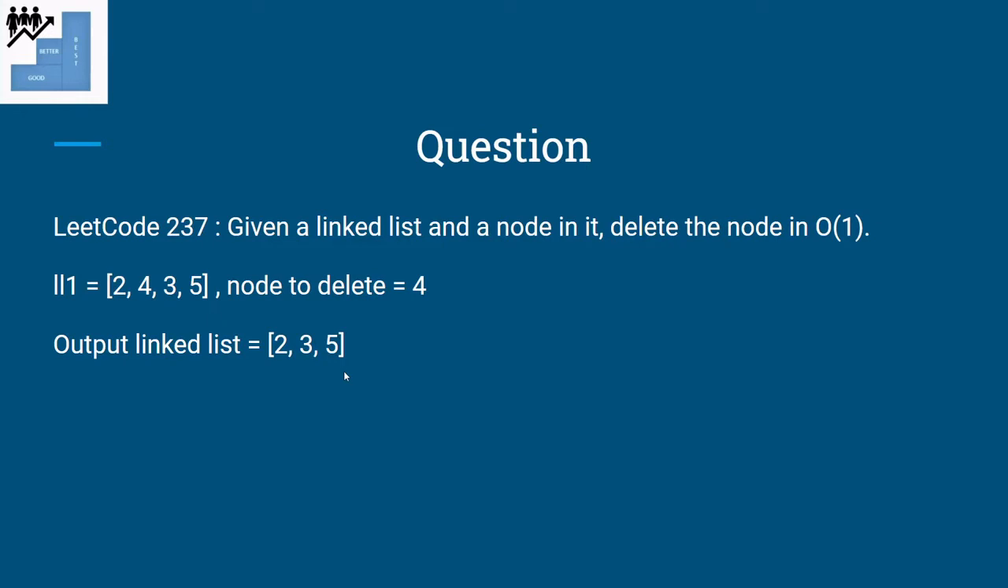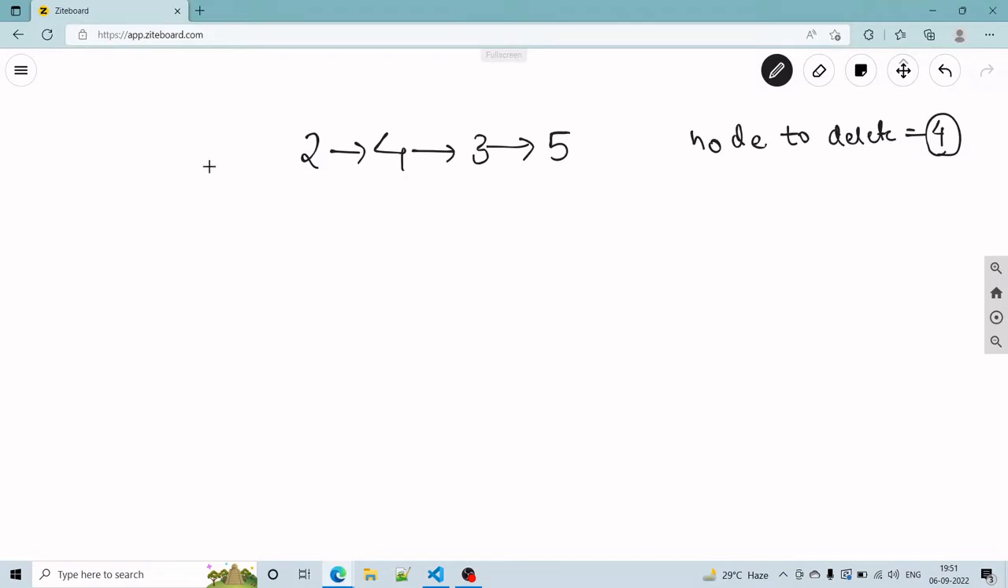Now let's jump to understanding the approach to the question. We have this linked list over here and the node to delete is 4. How are we going to delete it? Usually what we do is we traverse from here and find the node, and once the node is found, from the node previous to that node, the link is modified to point to the next node, and in this way we bypass the node to be deleted. Alright, but this is an O(n) approach and this is not what we want. We want an O(1) approach.